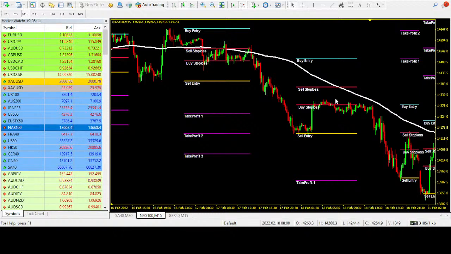So if it's above the 100 period moving average, you look for a buy opportunity based off of our trading rules, okay? And then if it's beneath the 100 period moving average, we look for sell opportunities, right? That's what's happening right there in the market right now.